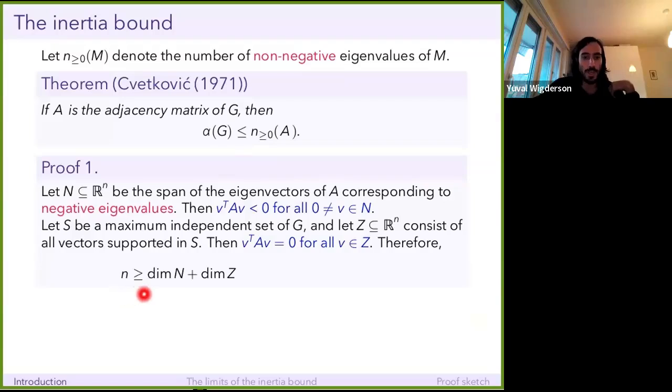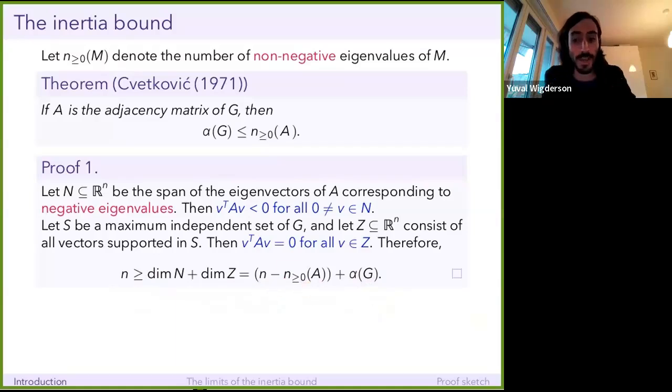The ambient dimension is at least the sum of their dimensions. And we know what their dimensions are. So the dimension of Z is just the size of this largest independent set. And the dimension of N is precisely the number of negative eigenvalues, which is n minus the number of non-negative eigenvalues. And so rearranging gives this result. So everyone happy with the proof?